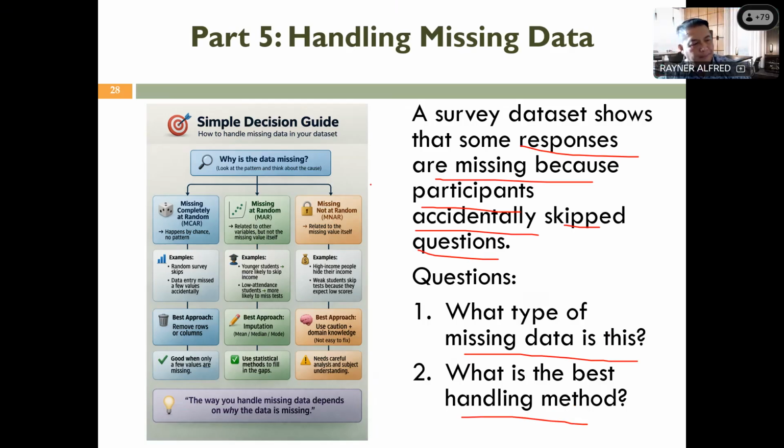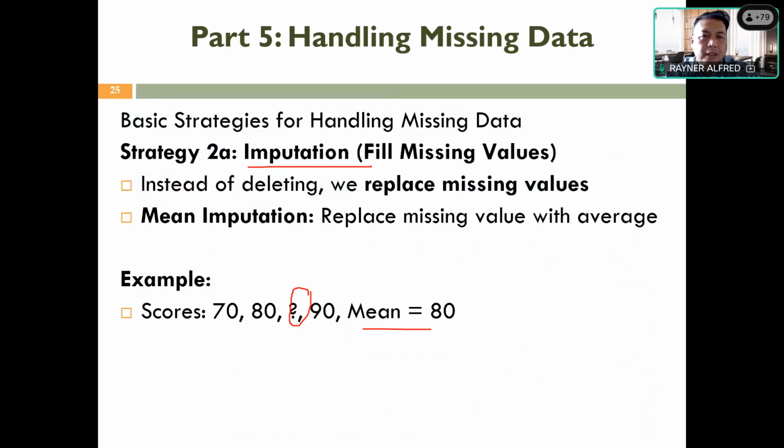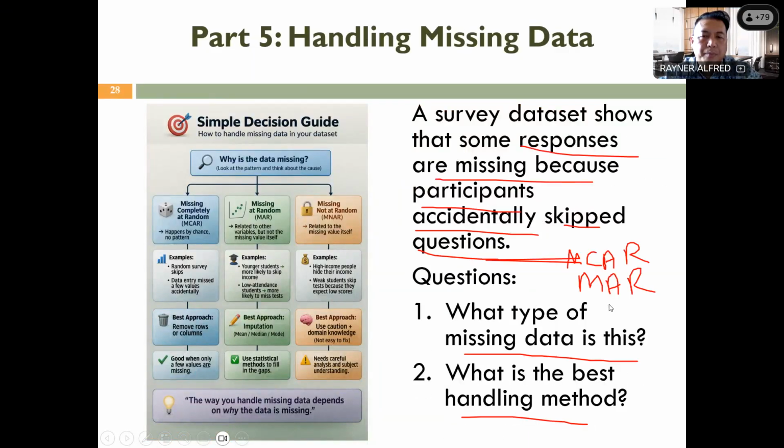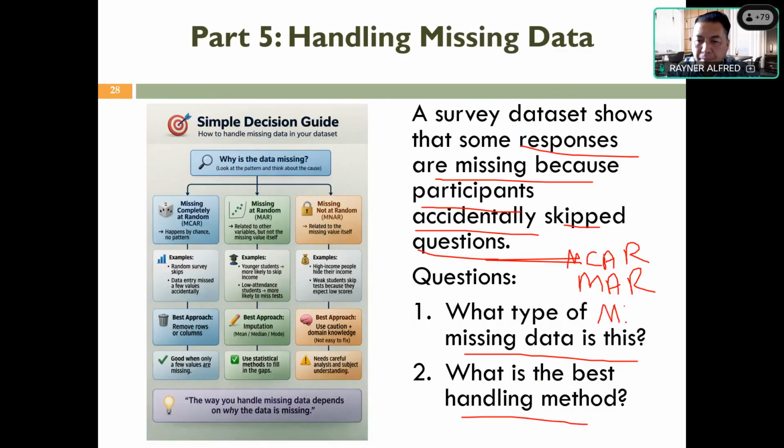So you need to answer whether this is missing completely at random, missing at random, and the last one is missing not at random. Okay, so please type your answer.